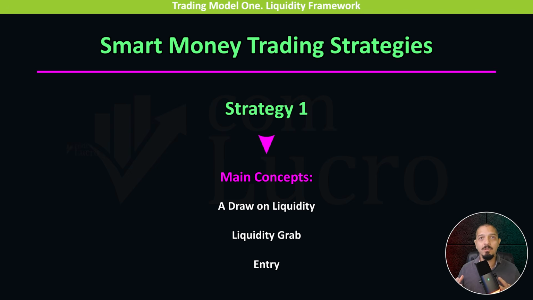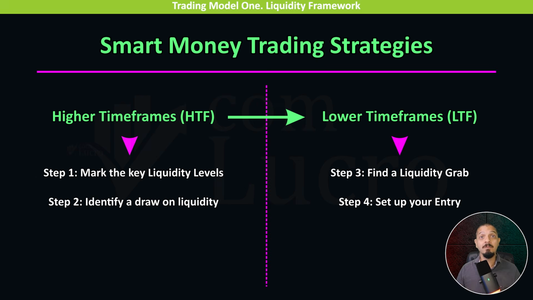We will begin with the first trading model. This strategy is built around 3 core components. These are a draw on liquidity, a liquidity grab, and the entry itself. For this setup, 2 time frames are used to execute the trade. On the higher time frame, key liquidity levels are identified and a clear draw on liquidity is defined. From there, we move down to the lower time frame. At that level, the goal is to spot a liquidity grab that aligns with the direction of the draw on liquidity. Once that occurs, the trade is executed, and both the target and stop loss are set accordingly.